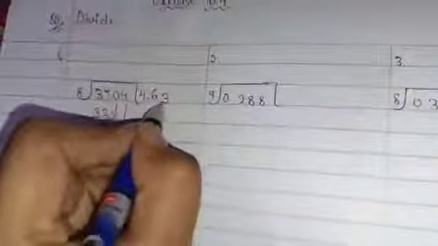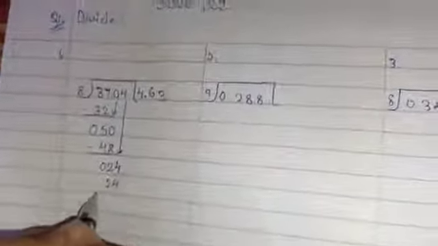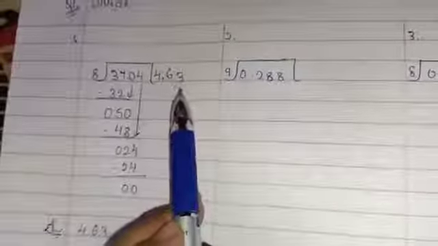Now in the 8 table, 24 comes. Yes, 8 3s are 24. So you will subtract, then the answer will come 0. So what will be your answer? My answer is 4.63. Now what about the quotient? The quotient is 4.63 and we are having the remainder with us, that is 0.